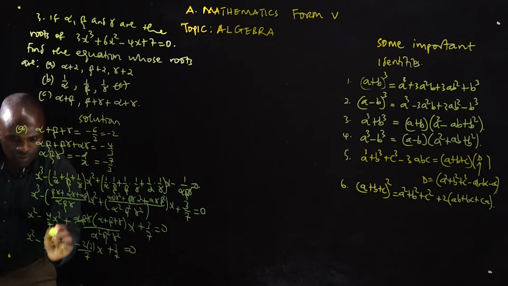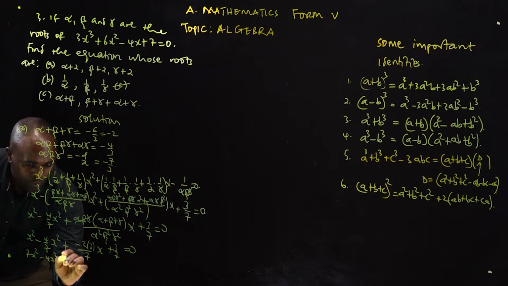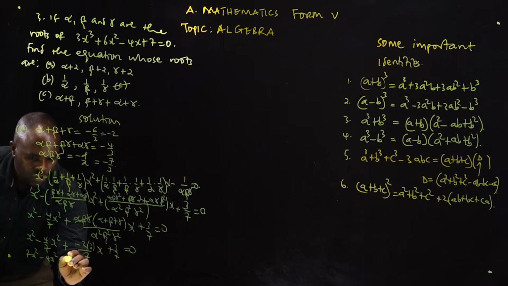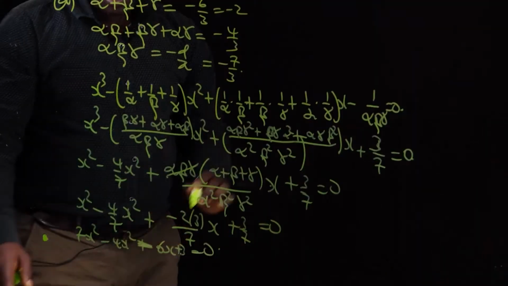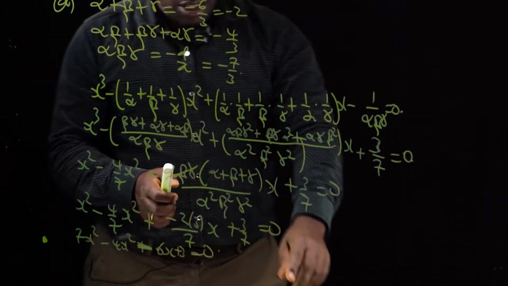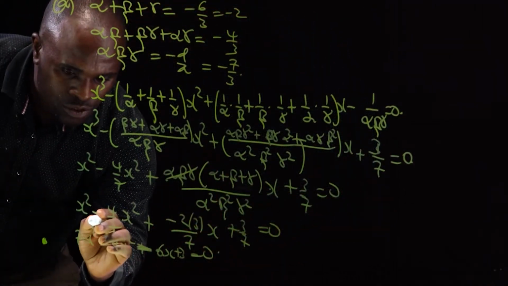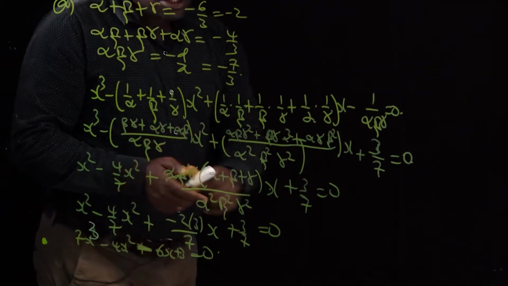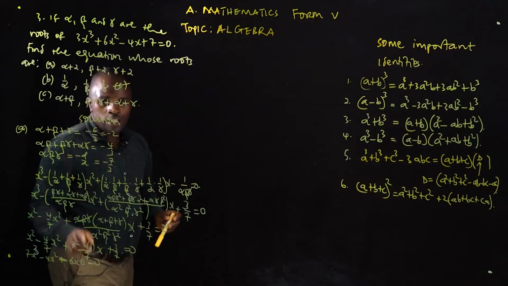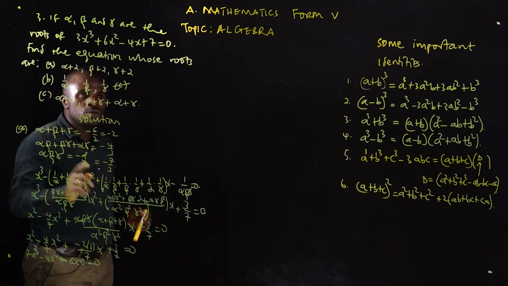Simply multiplying by 7 both sides: 7x cubed, 4x square, this 7 has gone. So minus 6x plus 3 equals 0. This is our equation. It is also a polynomial. This is power 3, sorry, it's supposed to be power 3, 7x power 3. So let's check with C. This is a so unique part.